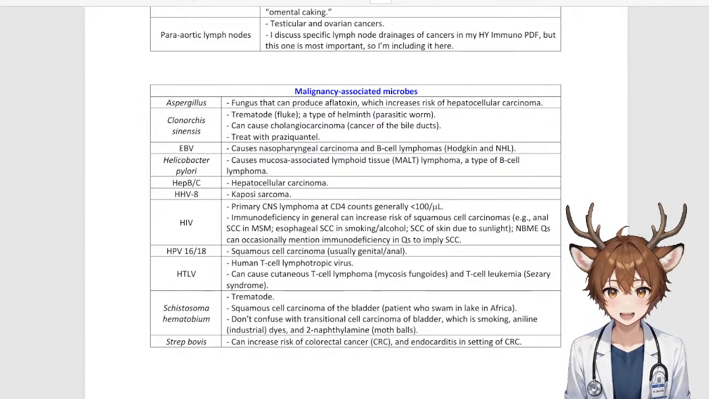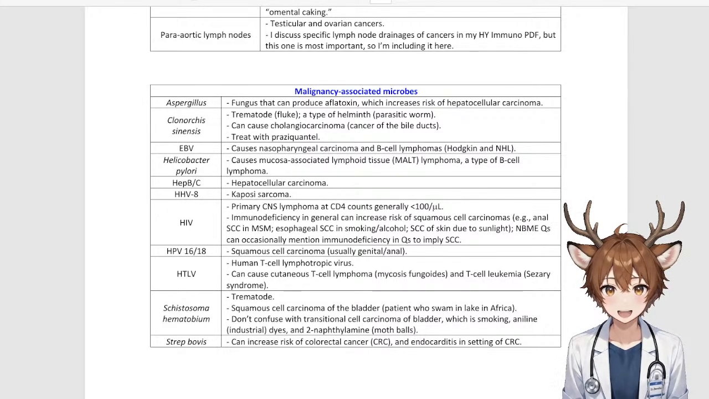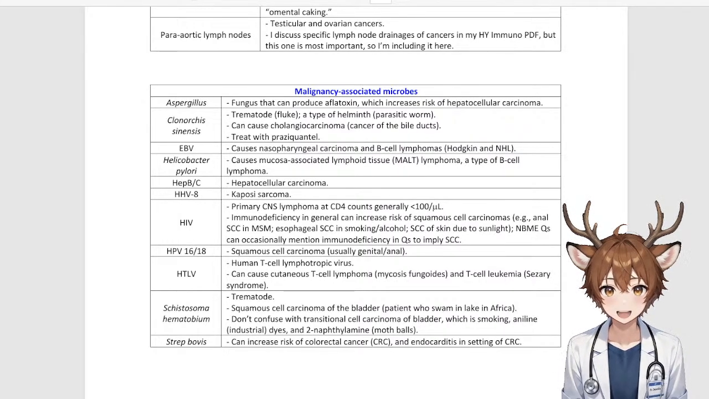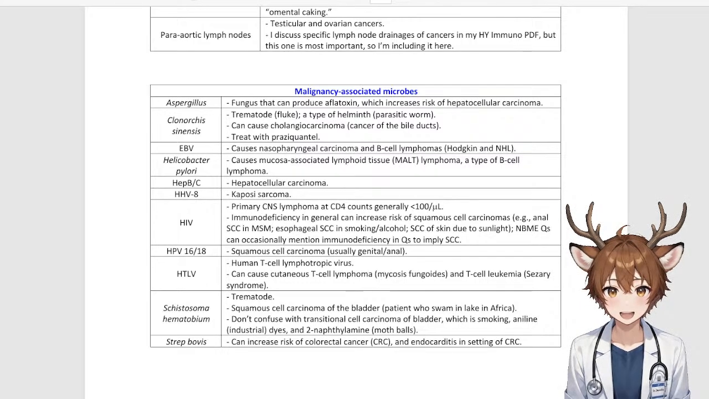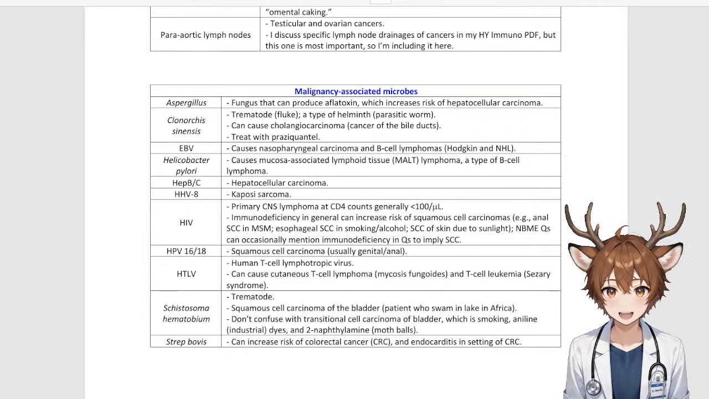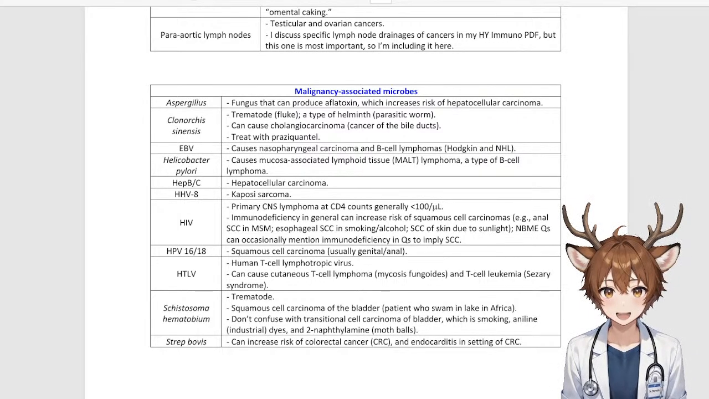Hep B/Hep C, hepatocellular carcinoma. HHV8, Kaposi sarcoma, which is associated with HIV patients, particularly men who have sex with men. You have this situation with Kaposi sarcoma. HIV, primary CNS lymphoma at CD4 counts generally less than 100 per microliter.